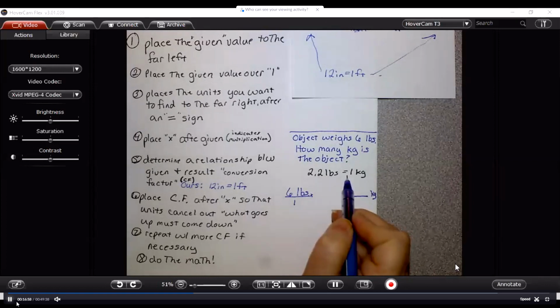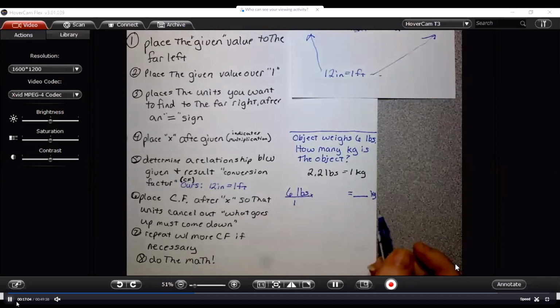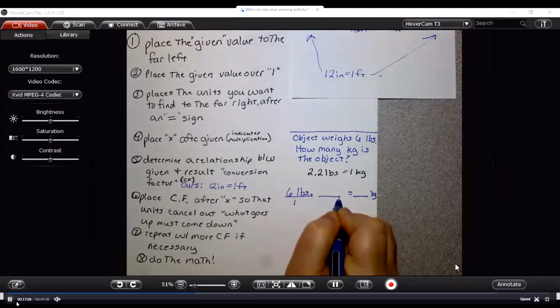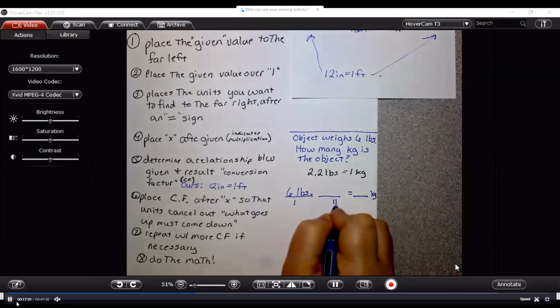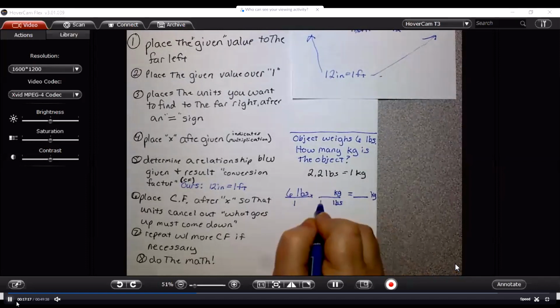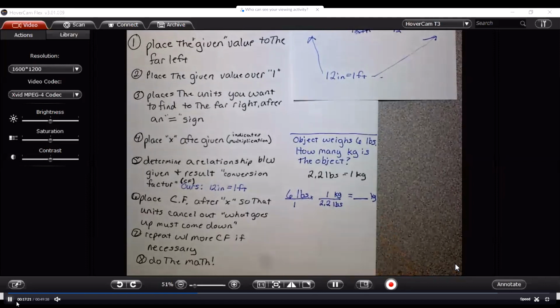Determine a relationship. This one I gave it to you. 2.2 pounds is a kilogram. So we know that that's our relationship. So now you have to figure out how to put it on here. We want pounds to cancel. So you have to have your pounds on bottom and your kilograms on top. So 2.2 pounds goes on bottom, 1 kilogram on top. We'll cancel out our pounds, leaving just our kilograms on top.